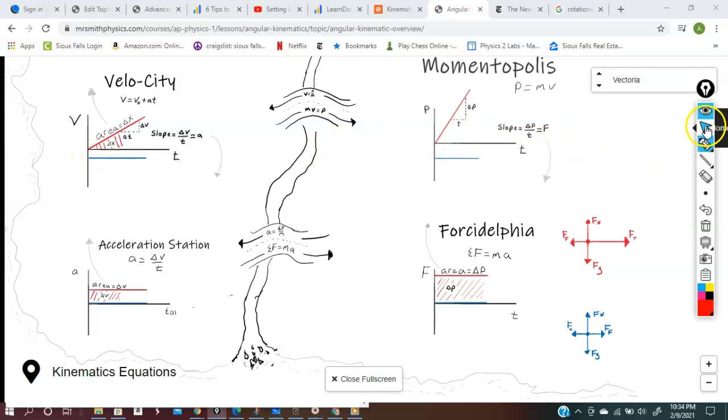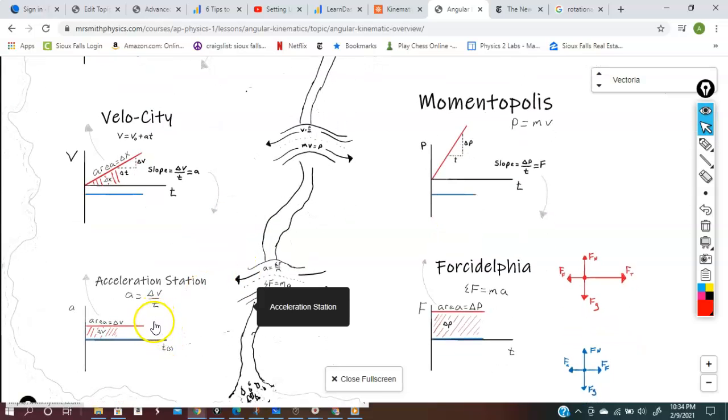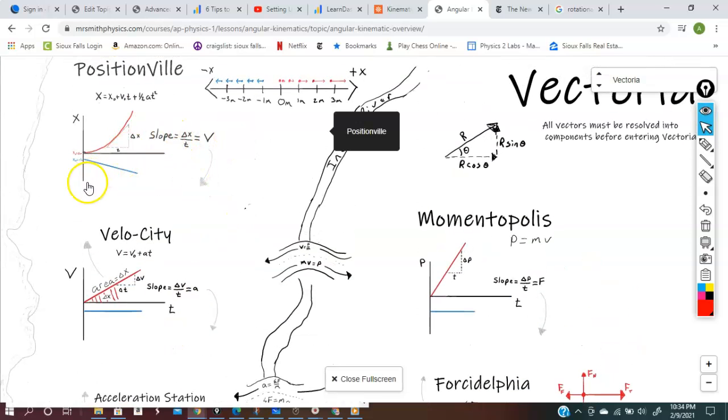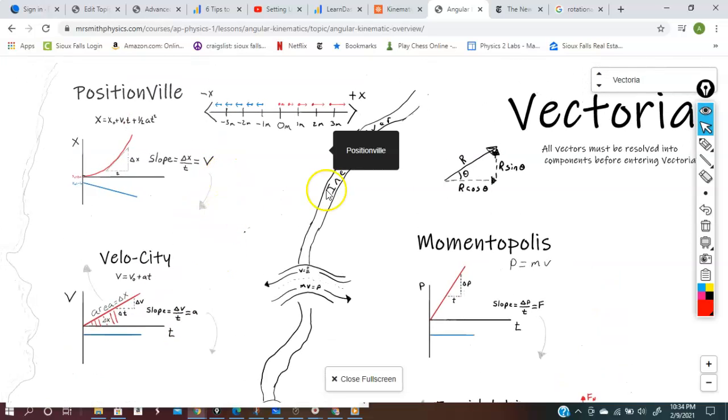To find, for example, our acceleration here, we could take our change in position, find the slope of that, change that into a velocity time graph, and look at what the acceleration versus time graph would look like, which is going to be just a constant positive line in this case. So that's a really quick rundown of what we hopefully already know about our kinematics graphs.